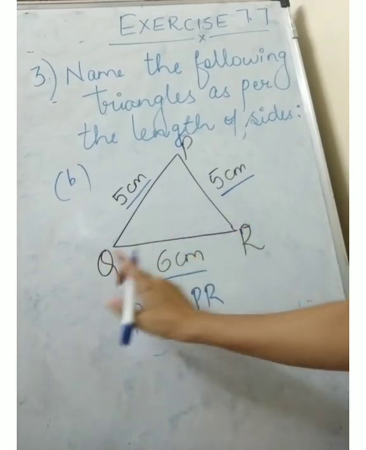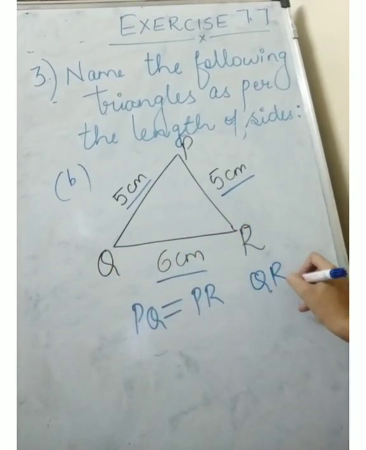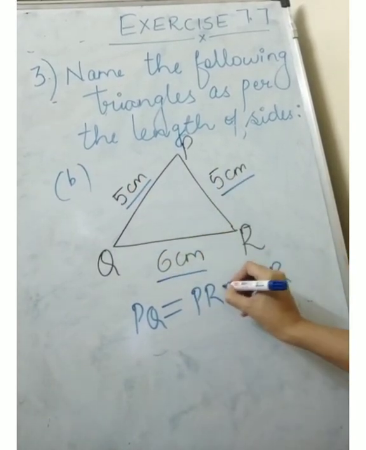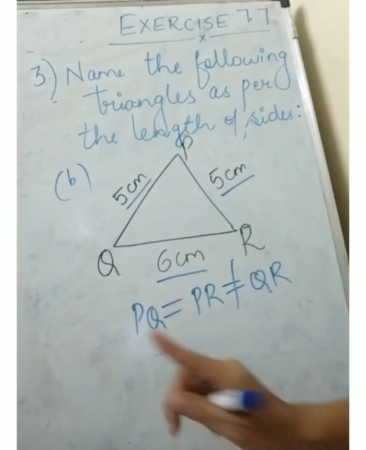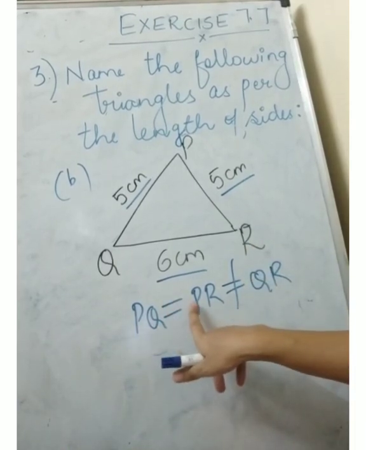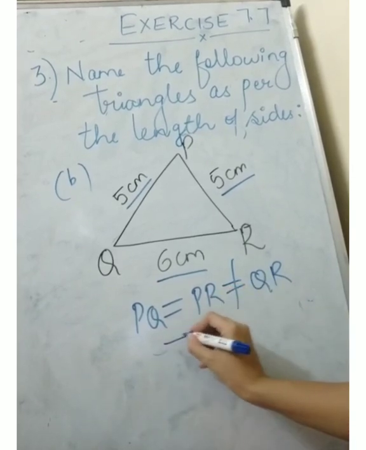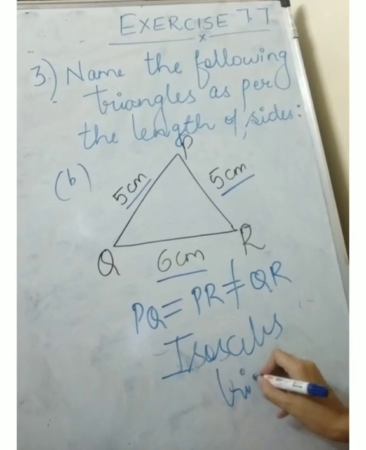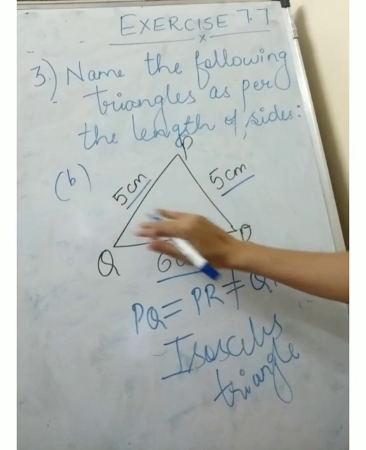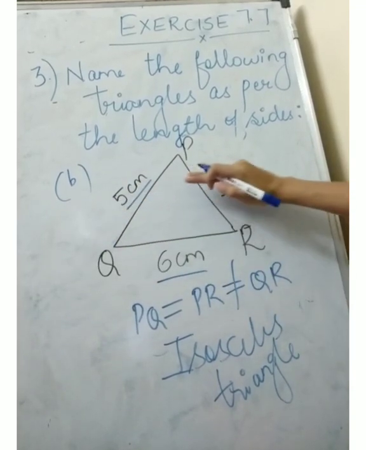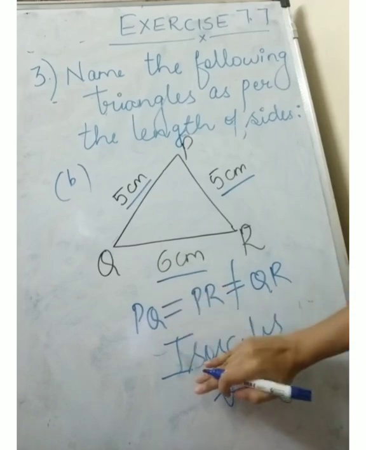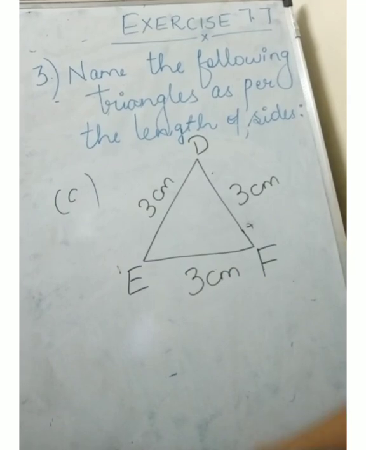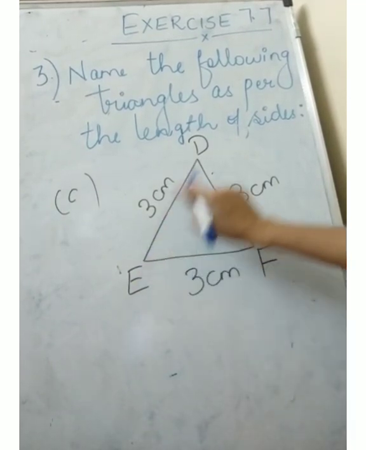Now the third side, that is QR. QR is different. As you can see, both are 5, 5, but this is what? 6. So this is not equal to. Okay, when two sides are equal but the third side is different, then that type of triangle is called an isosceles triangle. So what you have to see in the given figure: if two sides are same and the third is different, then that type of triangle is what? Isosceles triangle.